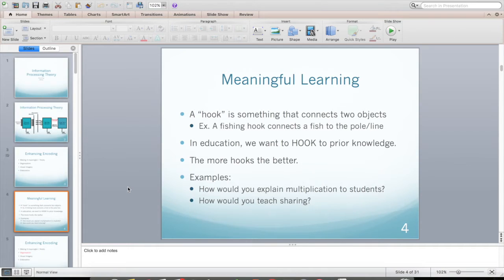And if we don't do that, kids just make a box that says math on it, and they only pull that box out when they're doing math. When really we want kids to pull out math facts when they think about food, when they think about money, when they think about business, okay? So meaningful learning, very important. We always want to connect as much as we can to prior knowledge.